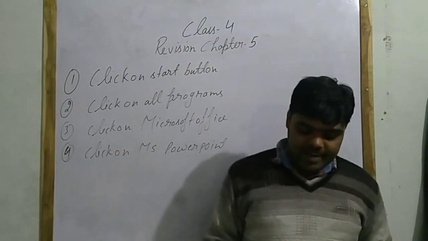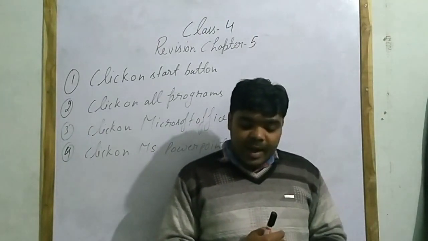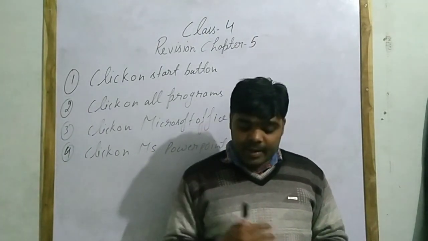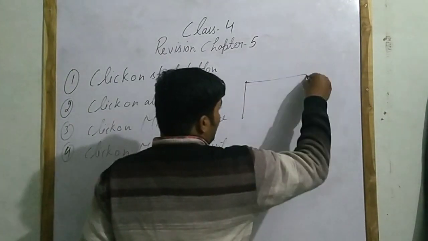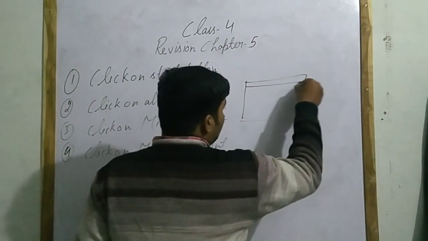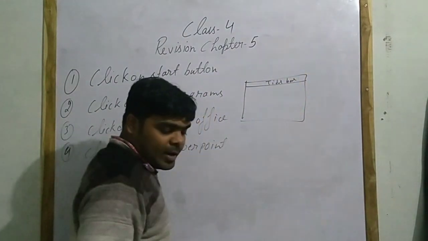First one is your title bar and ribbon. First is your title bar. What is title bar? A title bar is located at the top of the PowerPoint. This is your PowerPoint. Okay, you have opened your PowerPoint. This upper side is your title bar. Okay, here is your title bar.